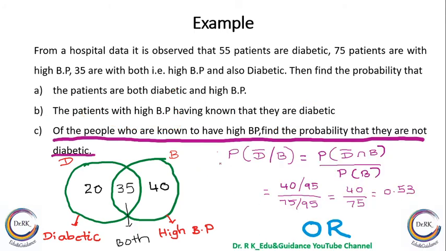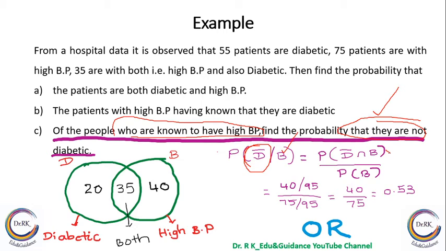Next, the third one. Here the first information is that the patients are already with BP. Then what is the probability that they are not diabetic? That means the first event is B and the second event is the complement, D bar. So P of D bar intersection B by P of B. D bar intersection B means BP but not diabetic. They are having BP but not diabetic. That is what we have been discussing.